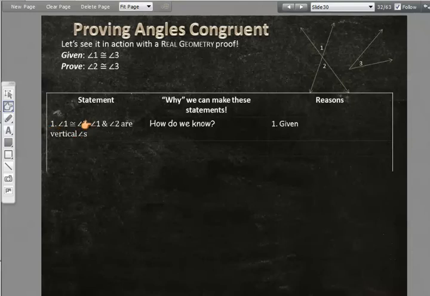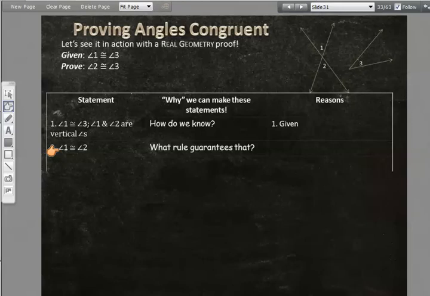Oh, and it just dawned on me. It's not part of the given up here. We see it right here. That's how we know it's given. That's how we know they're vertical angles. Okay, so remember, your if part right here for your second reason is going to be one of these. It's either going to say angle 1 is congruent to angle 3, or it's going to say angle 1 and 2 are vertical angles. Alright, let's look at the second step.